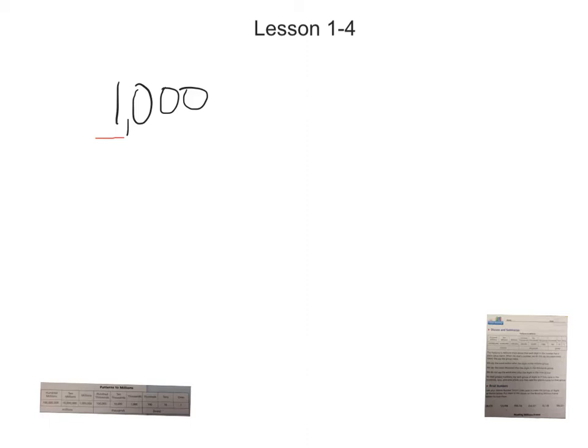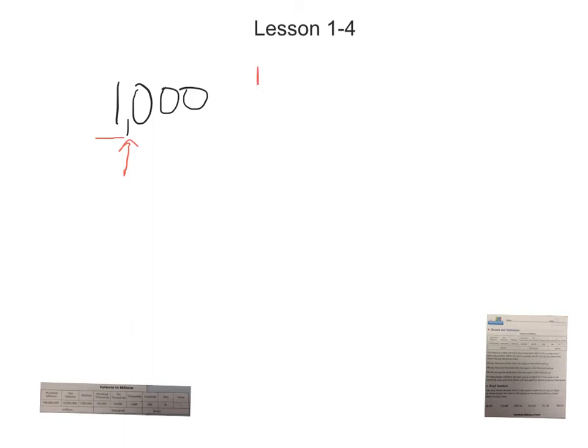Alright, so notice the comma. Why do you think we put commas in? Write down your guess or reasoning why in your math journal. Why do you think we put a comma in there? Well, hopefully you said something along the lines of a comma separates groups of 3 digits to make it easier to read numbers. Basically, that's all it is.